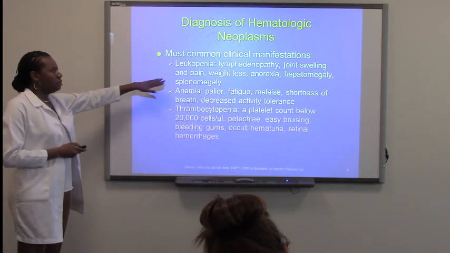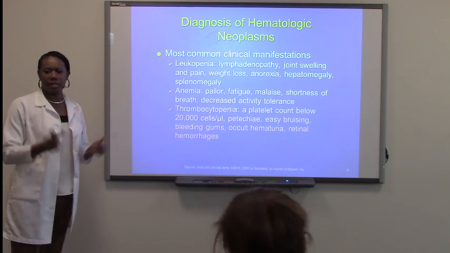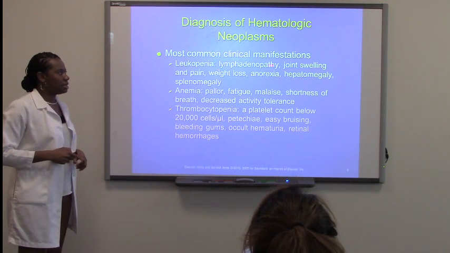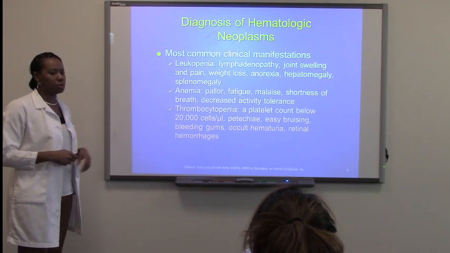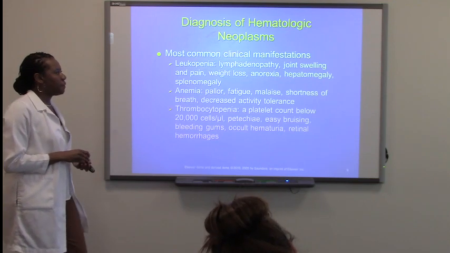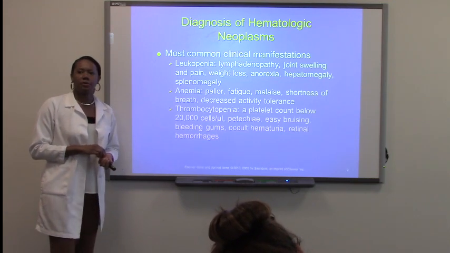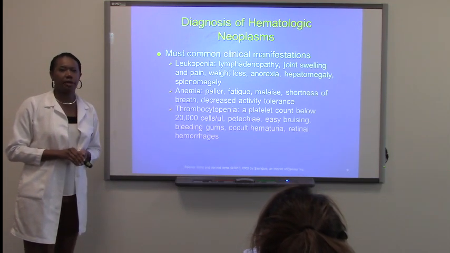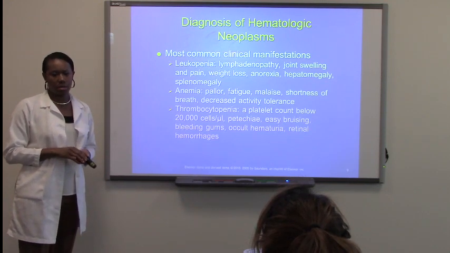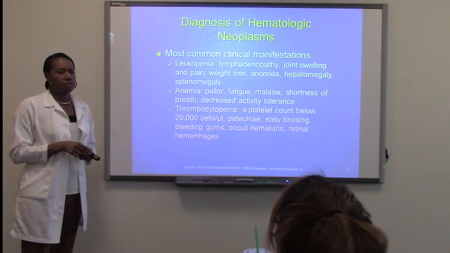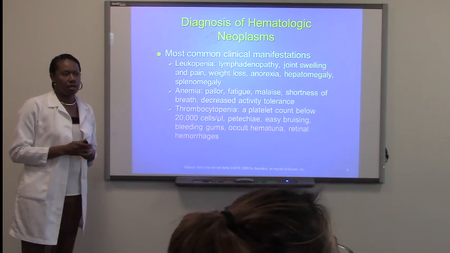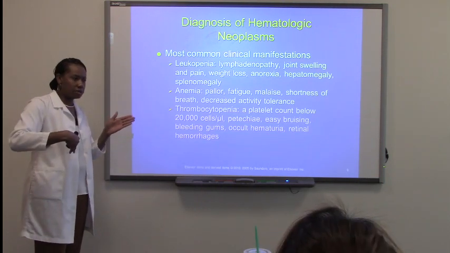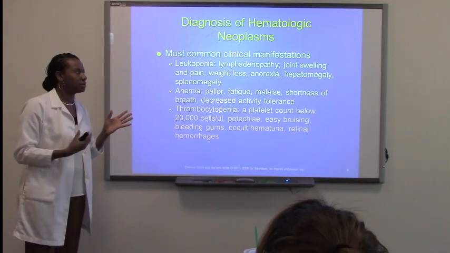Now, leukopenia, we already know that this is definitely a decrease in white blood cells, so they will have pretty much lymphadenopathy, joint swelling, pain, weight loss, and anorexia, which goes along with this. Now, hepatomegaly and splenomegaly. Why do you think that they're going to have an enlarged liver and an enlarged spleen if they're not having a lot of white blood cells? The liver's trying to detoxify all the poisons. Very good. The liver's trying to detoxify pretty much all of the abnormal cells, or let's say the cancerous cells, so to speak, that are in the body.